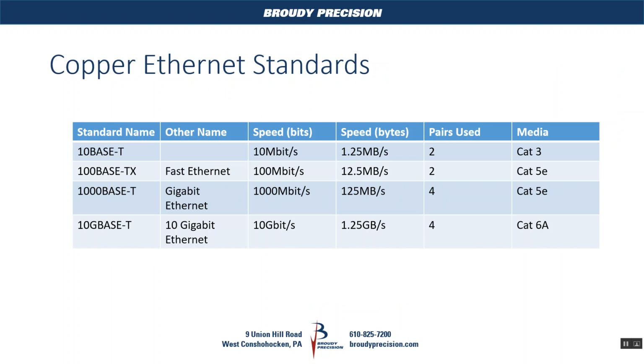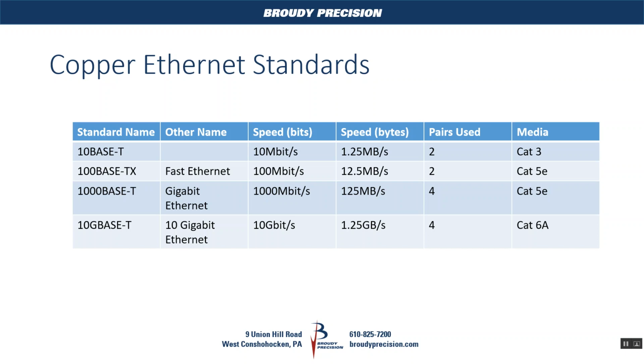So with those categories and specifications for cabling that we talked about, those came about because of different needs for the different Ethernet standards that have come about. So if we look back in time a little bit here and look at something like 10 base T, which was 10 megabits per second, that used only 2 of the 4 pairs of wires that are in a standard Ethernet cable, and that used Category 3 cable for it. Then we moved up to fast Ethernet, 100 base TX, that's 100 megabits per second. That still used 2 pairs of wires, but it required Category 5E cabling for it.